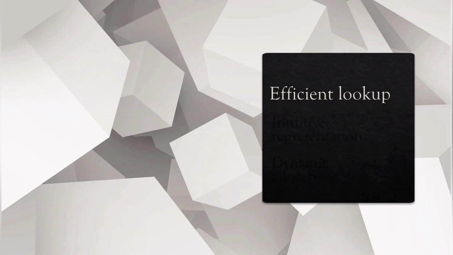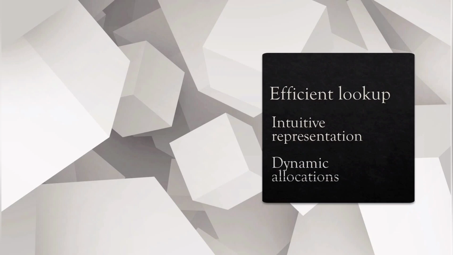By using this data structure, you get efficient lookup because you can search any city population in O(1). Also, it offers a more intuitive representation because you access the city population as population of the city name instead of population of 0 or population of the array index. And it also avoids the wastage of memory because these data structures are dynamic, so the memory is allocated whenever needed.